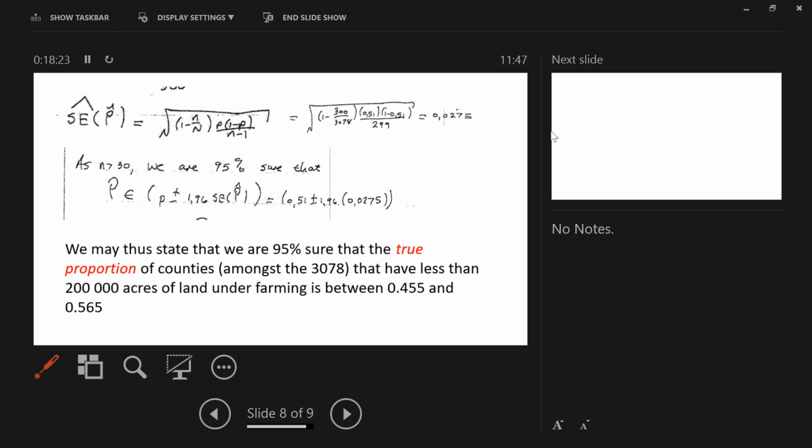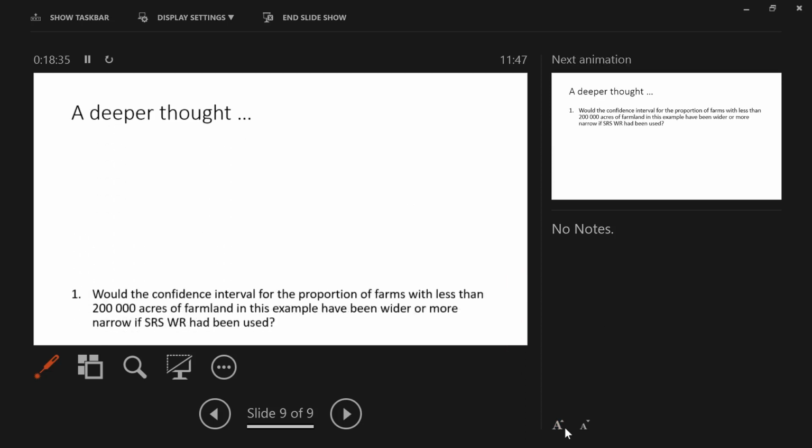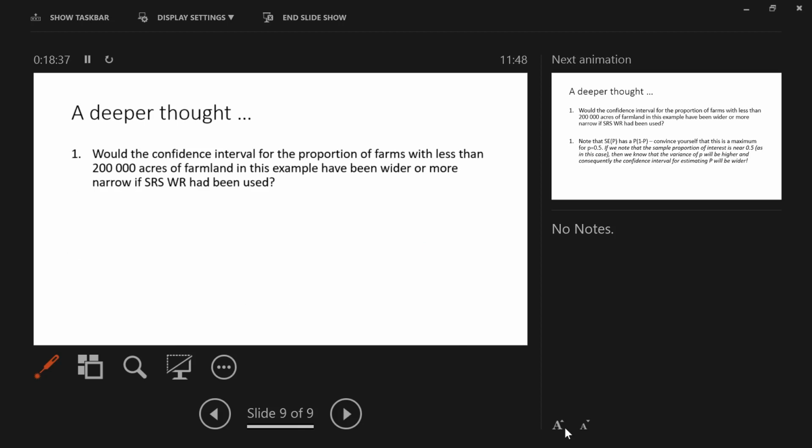We're still going to do stratification where the formulas change again. So there are lots and lots of different formulas. You must just be sure what type of sampling did you do. Am I estimating the mean, the total, or the proportion, and so on.